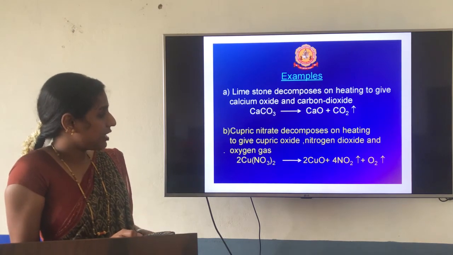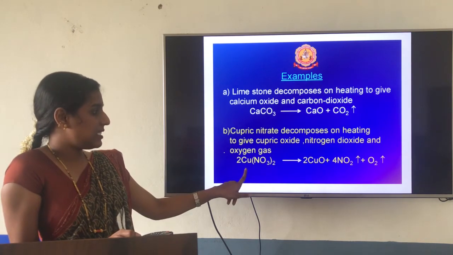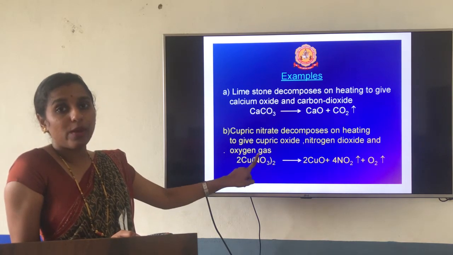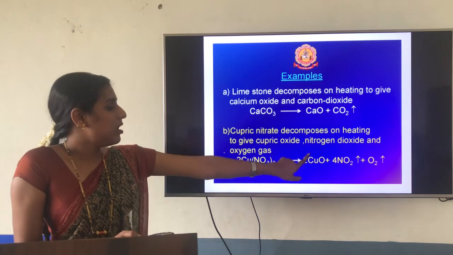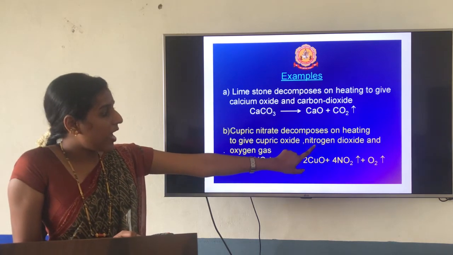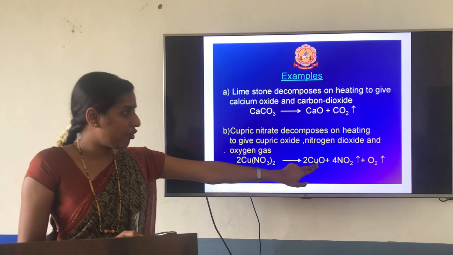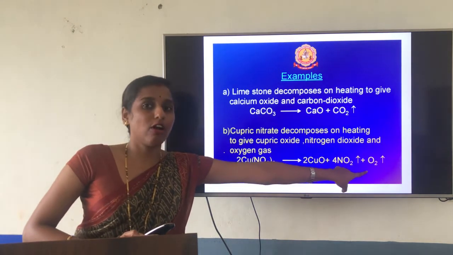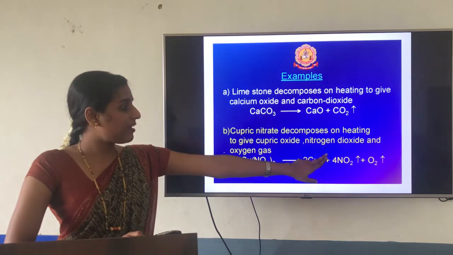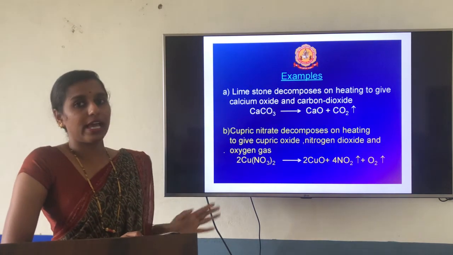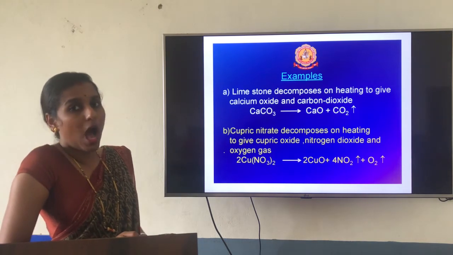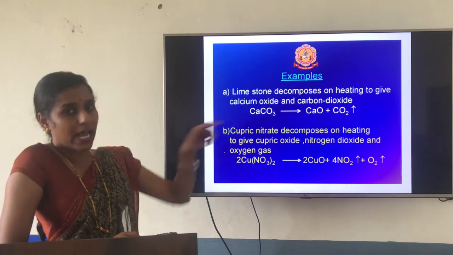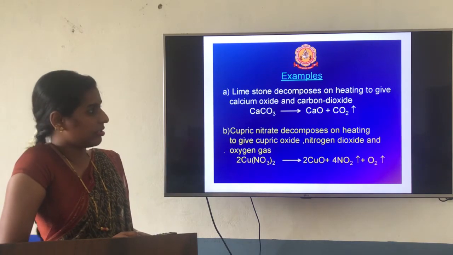The next example, if you consider cupric nitrate, Cu(NO3)2. Cupric nitrate, again on heating, you are going to get cupric oxide as well as nitrogen dioxide, and oxygen will be formed as products. Nitrogen dioxide as well as oxygen are both gaseous substances, so you show them with an upward arrow mark. Same thing: single reactant, here three products have been formed on heating, thermal decomposition.